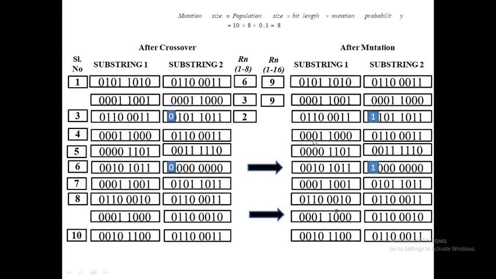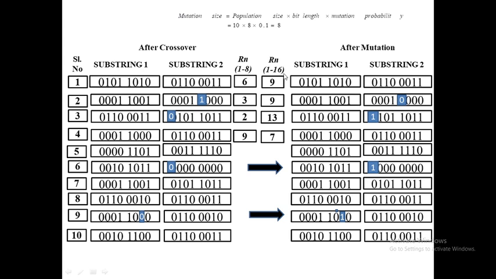After that, I select the second serial number, the second population. Then I get 13, so I choose the 13th digit. Here, the 13th digit is 1, and I convert that 1 into 0. After that, finally 9. I go for the ninth population, and in the ninth population I got 7 as a random number. So I convert that 0 into 1, which is the mutation process.